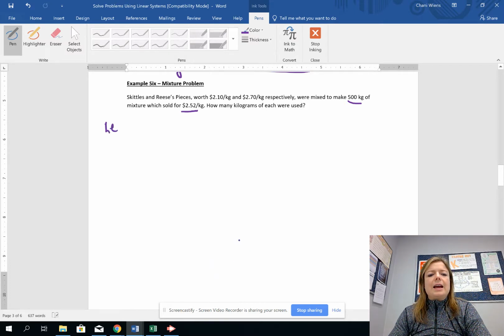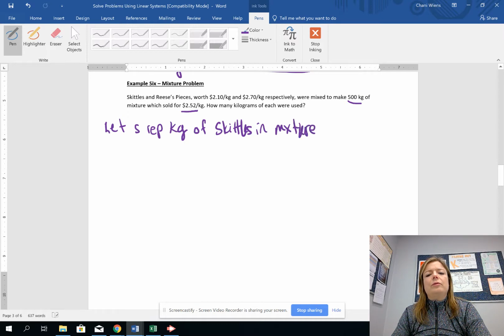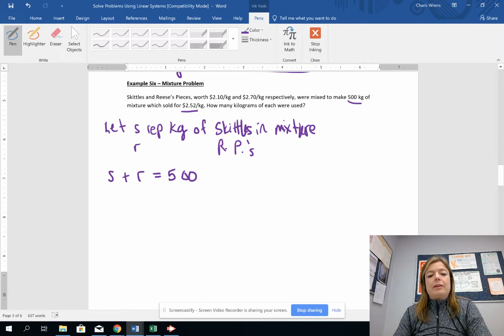So let's say, let S represent kilograms of Skittles in the mixture, and let R represent the kilograms of Reese's Pieces in the mixture. Okay, so all together, our Skittles in kilograms plus our Reese's Pieces in kilograms will equal 500. Again, this is kilograms and kilograms, so it should equal kilograms.